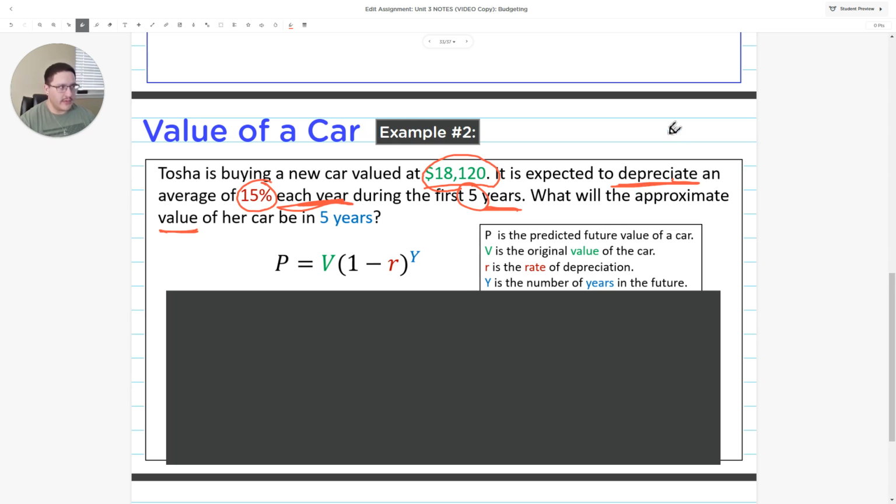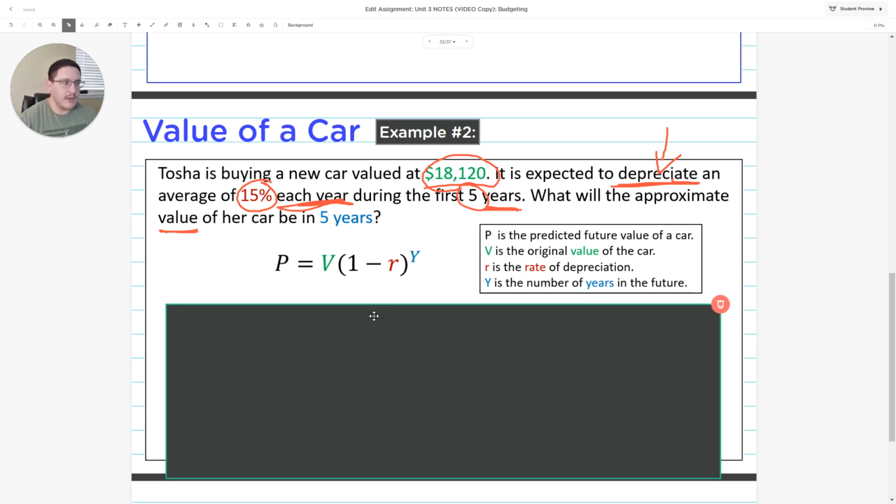Except we know that this is depreciating in value, and therefore you need to make sure that your formula has a minus in it. First, state the formula. We have P equals V parentheses 1 minus R, close parentheses, raised to the Y. I already mentioned what these values represent, so just look to the right over here if you want a reminder. Pause the video and just read it.